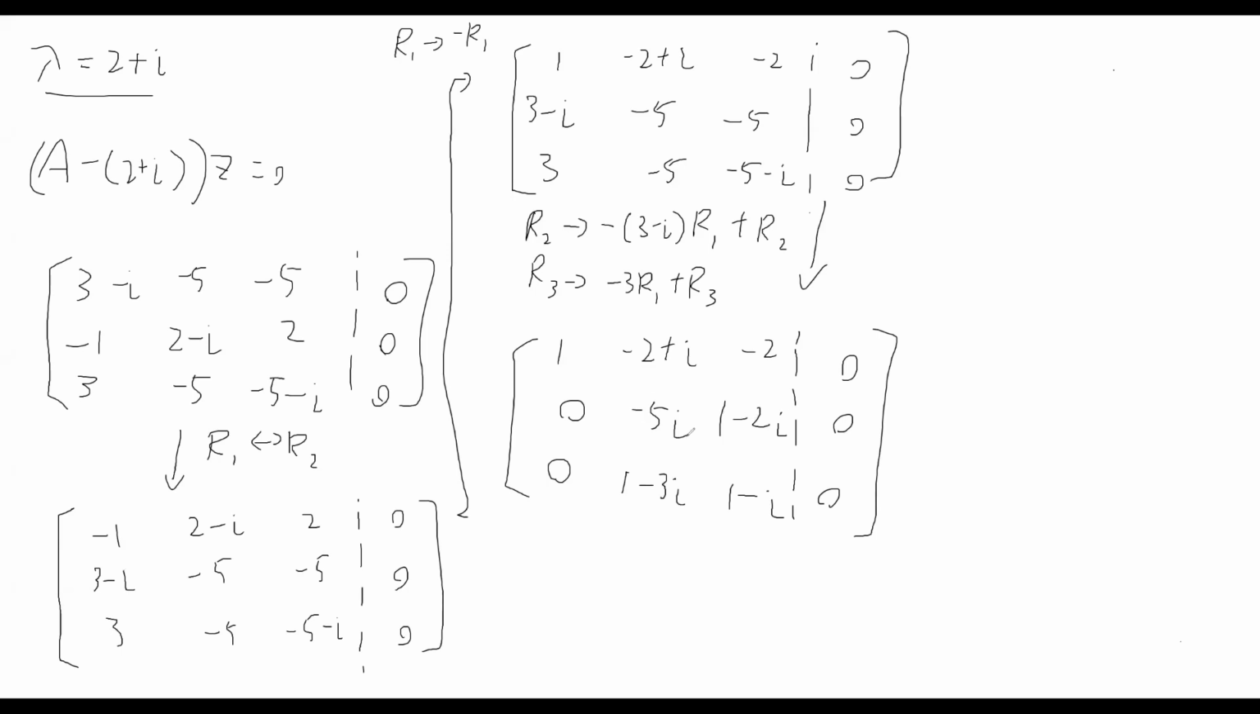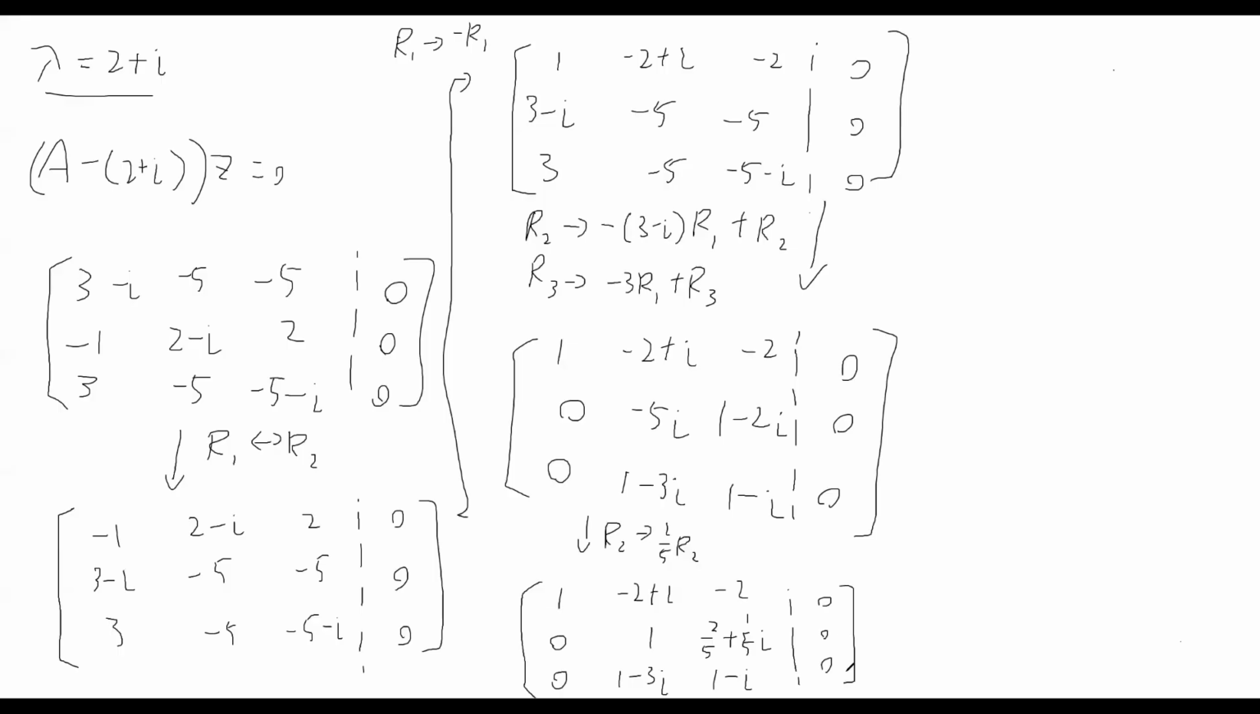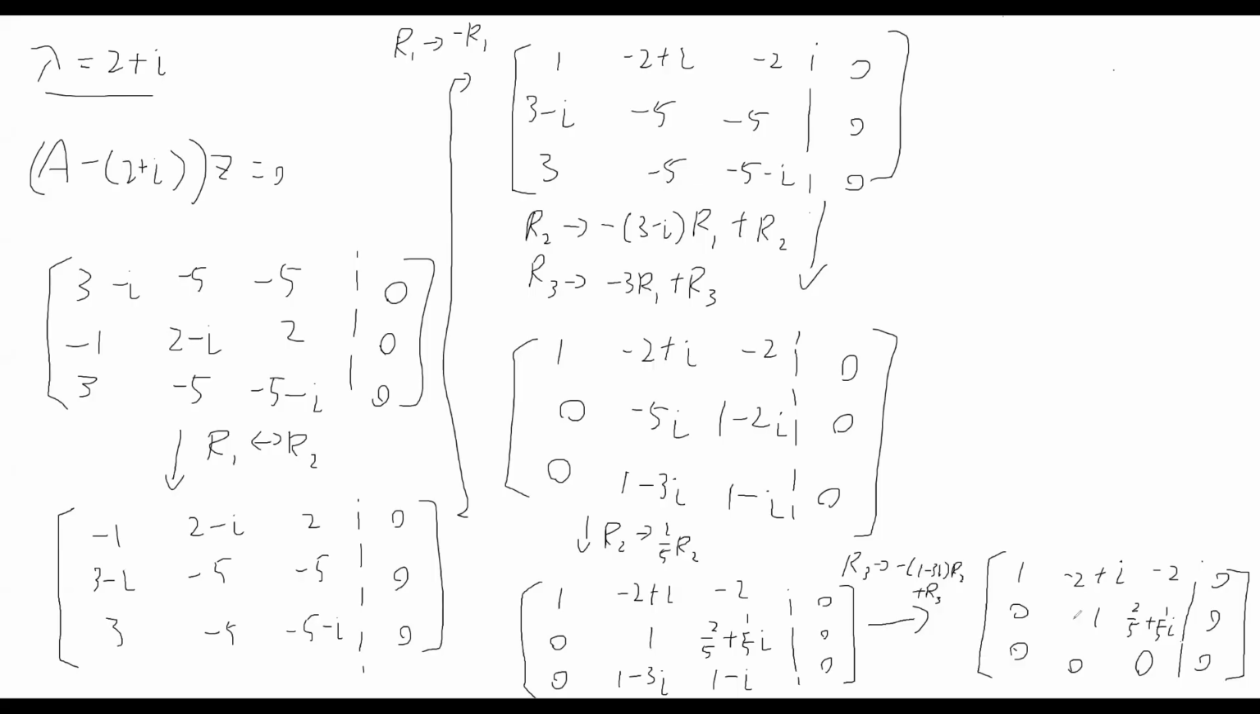And then let's go ahead and make that 1, right, by multiplying i over 5. And this is what we have. All right, next let's make that 0. All right, and then we have something like this, but this is very nice.